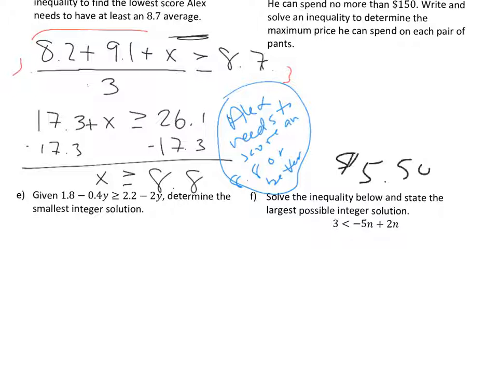$5.50 or less. Letter E, the smallest solution possible would be 1. And again, you would have to find out the explanations for that while doing these last 3 on your own. Letter F, your answer should be -2.